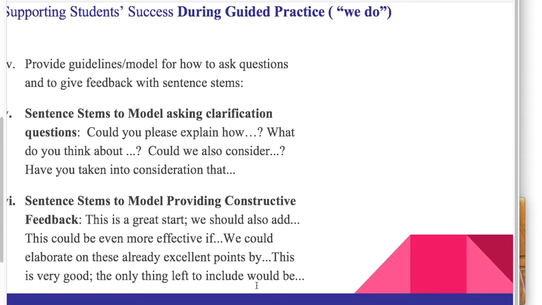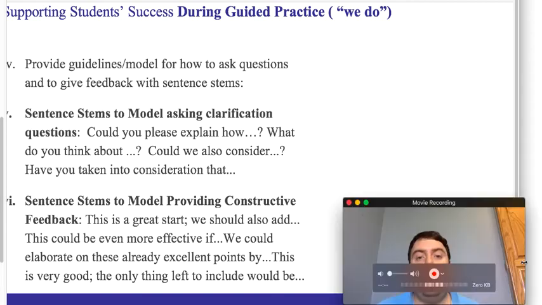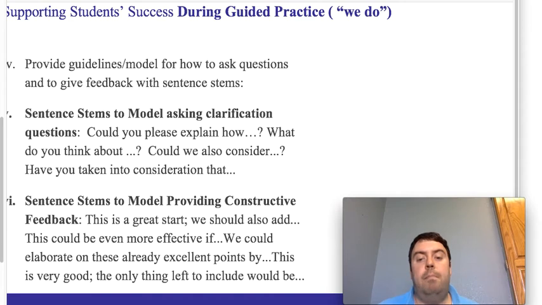Another thing is, for guided practice, also make sure you model to students how to ask certain questions and give students feedback in sentence stems to help them in asking questions to each other, and also how they give each other feedback and how they answer the questions.